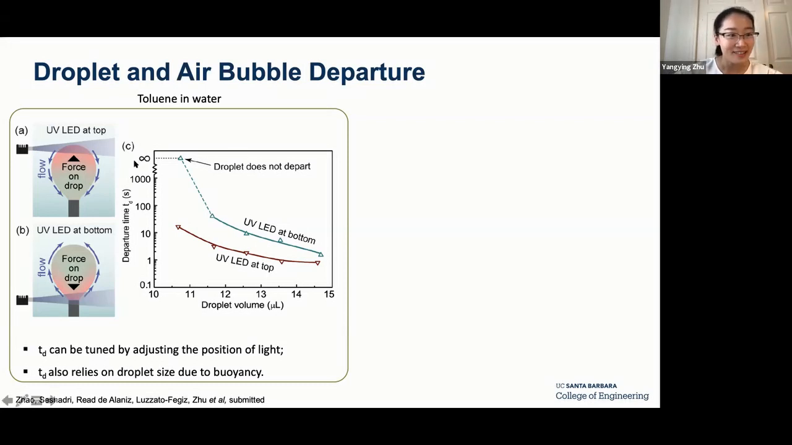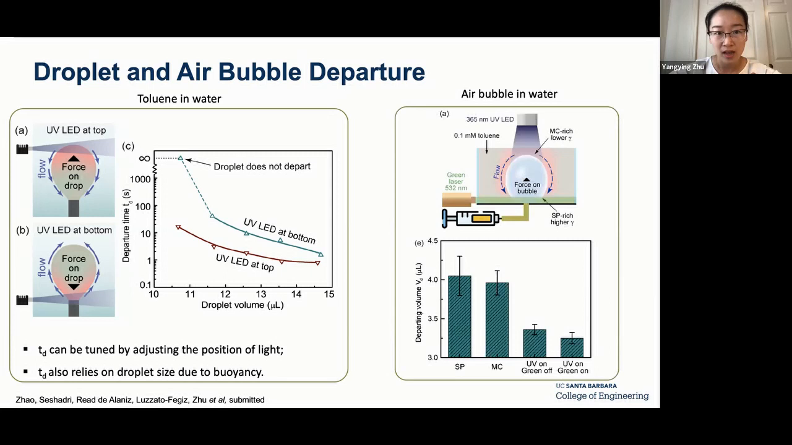This indeed suggests that in these two systems, the Marangoni flow can play a role in tuning the departure time of a droplet. And again, this is toluene in water.